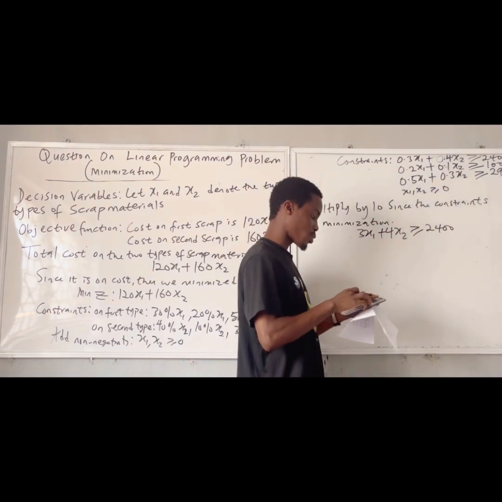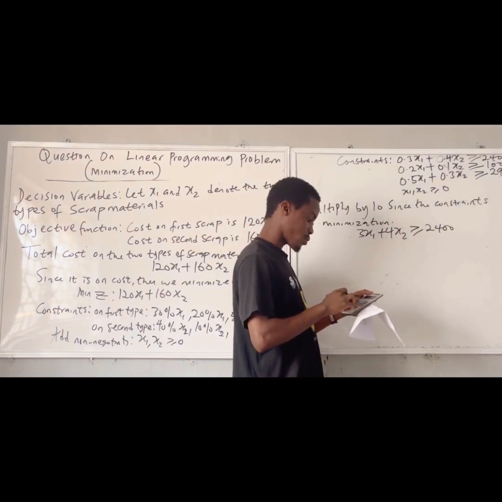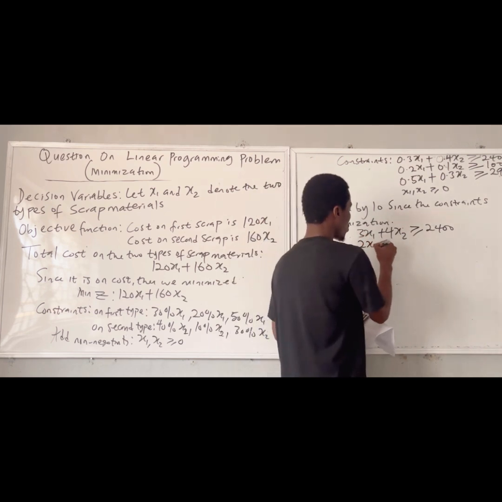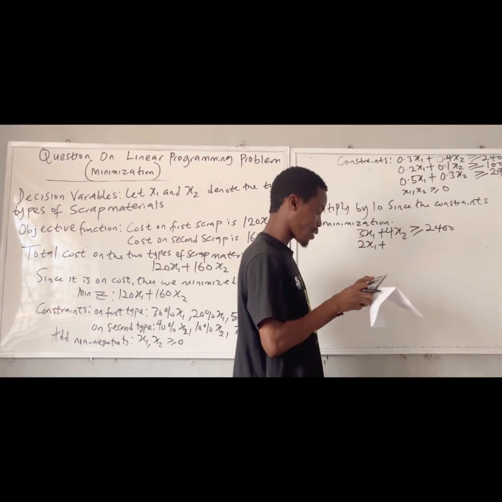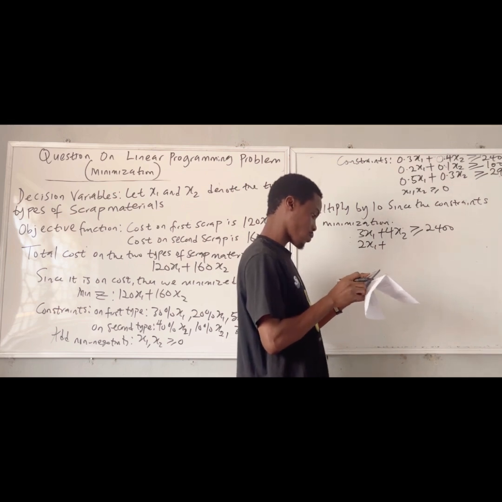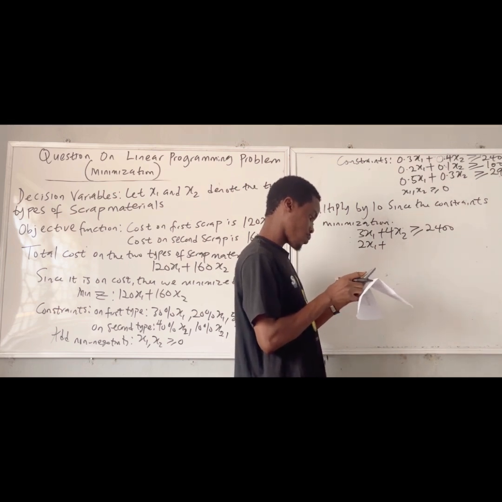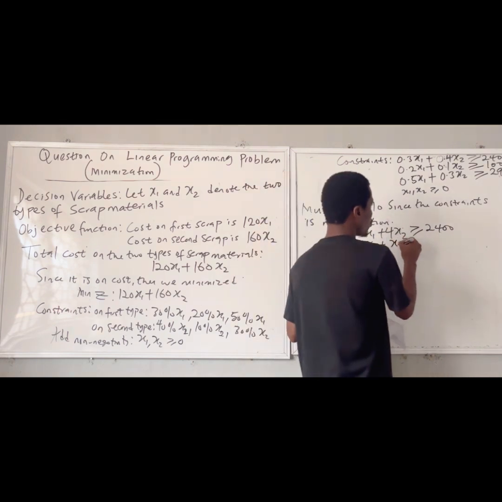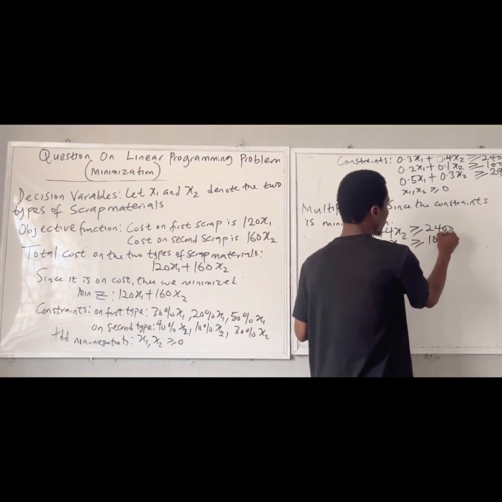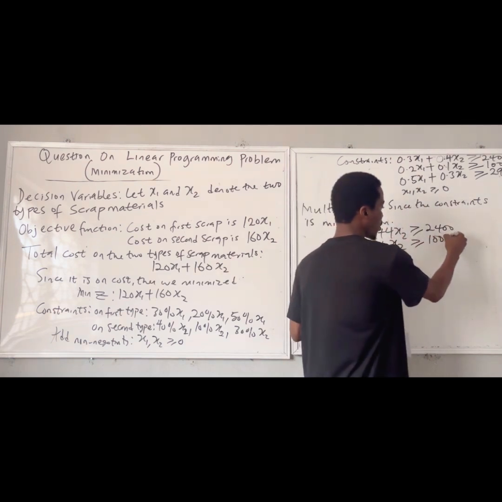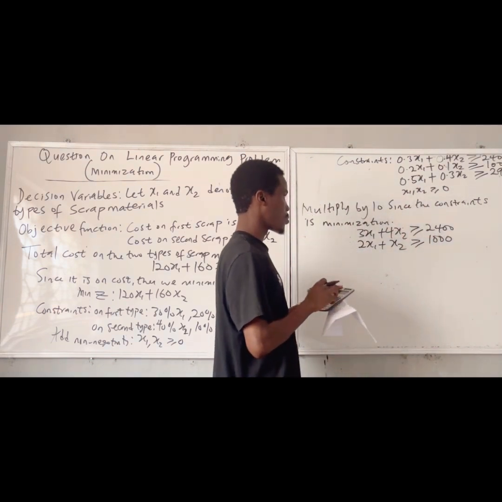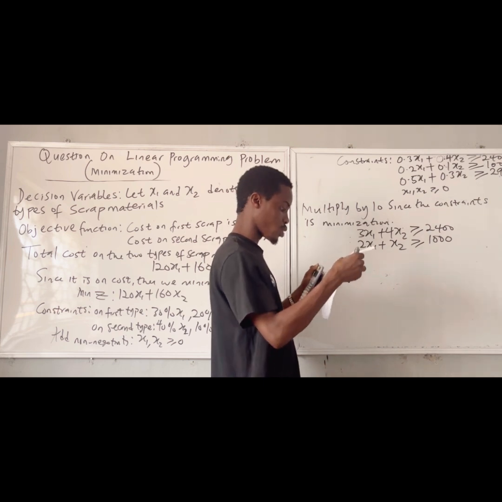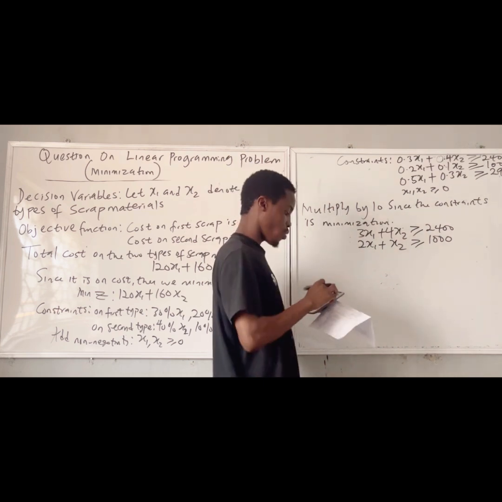From the second constraint, if I multiply 0.2 by 10, I'm going to have 2x1 plus, if I multiply 0.1 by 10, I'm going to have 1, that is x2 greater than or equal to 100. So 100 multiplied by 10 is 1000.